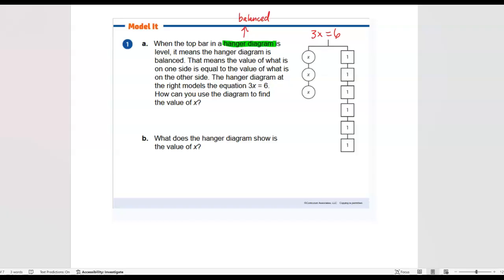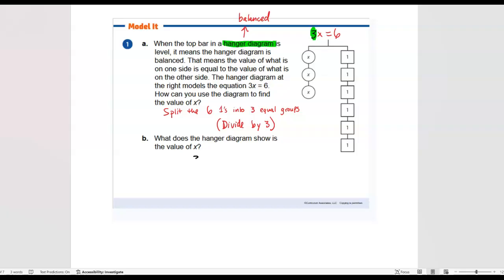So how can I use the diagram to find the value of x? Well, I can ask myself 3 times what is equal to 6? Or, since this is multiplication, I can do the opposite of that and divide into equal groups. Split the 6 1's into 3 equal groups, aka divide by 3. And this is kind of the basis of equations, right? When you have a coefficient, a number attached to a variable, in order to isolate that variable, to figure out just what does x equal, you undo the multiplication, you divide.